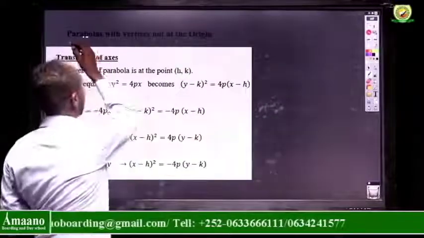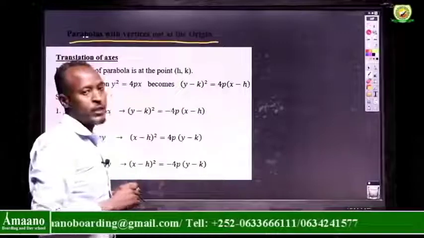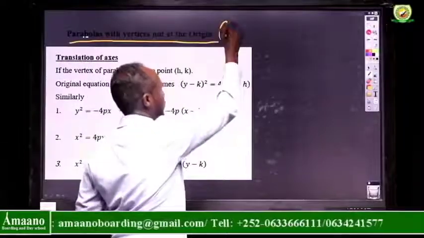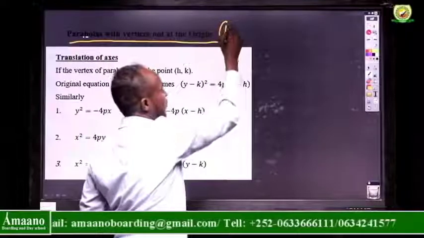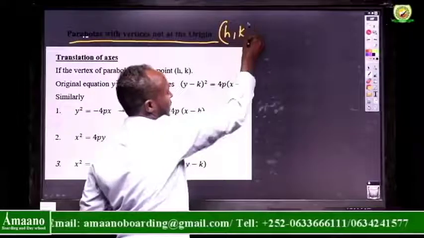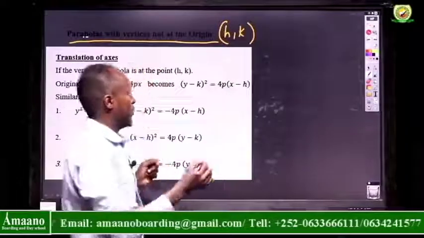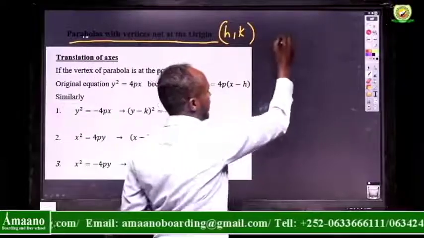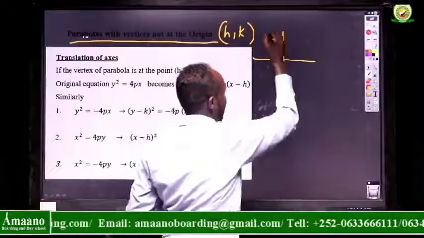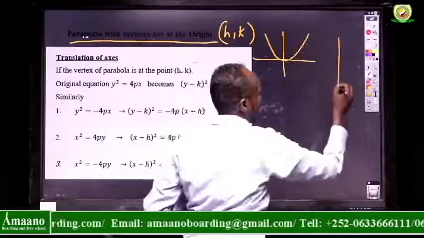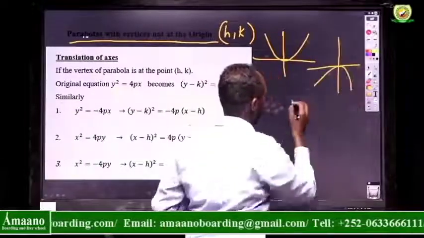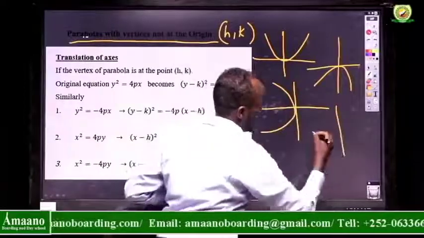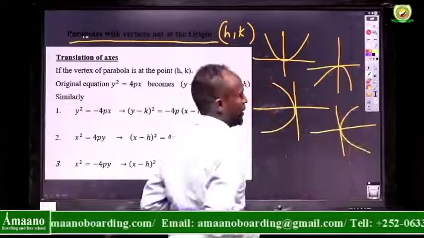This is a parabola with a vertex not at the origin. It means that we are considering the vertex of the parabola to be h and k. We have 4 formulas as we did previously. The parabola can concave up, or it can concave down. It can concave left, or it can open to the right.